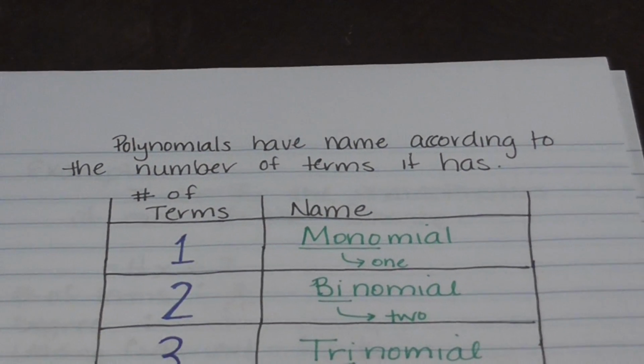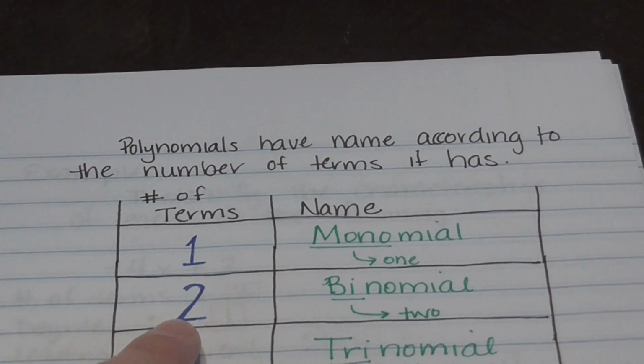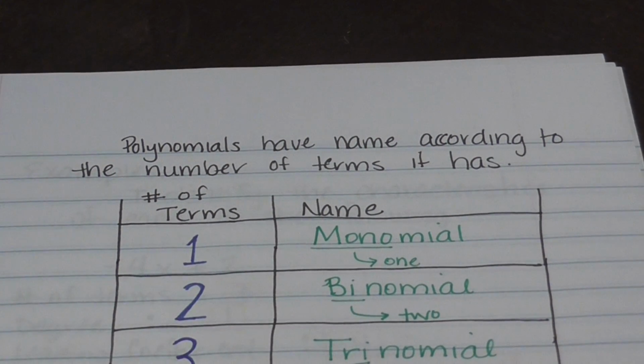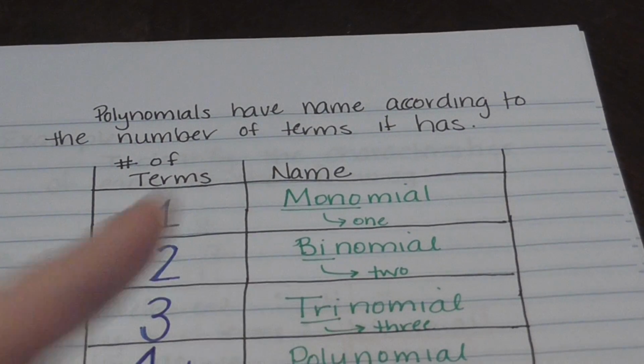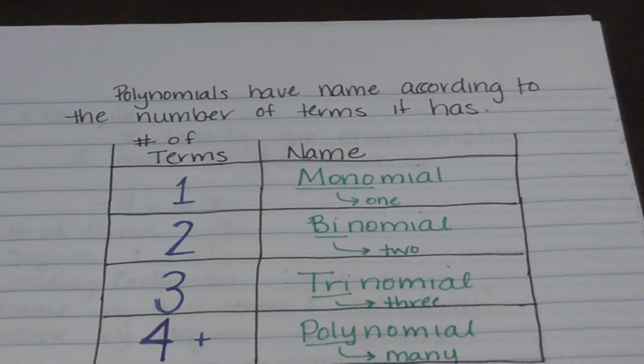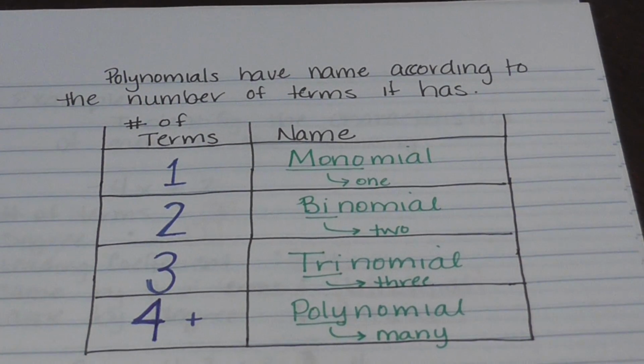I said polynomials have special names determined by how many terms it has. So if it has 1 term, it's a monomial, mono meaning 1. If it has 2 terms, it's a binomial. I think of a bicycle has 2 wheels. If it has 3 terms, it's a trinomial. Tricycles have 3 wheels. And if it has 4 or more terms, it's a polynomial, poly meaning many.